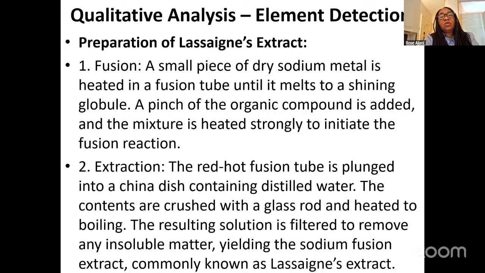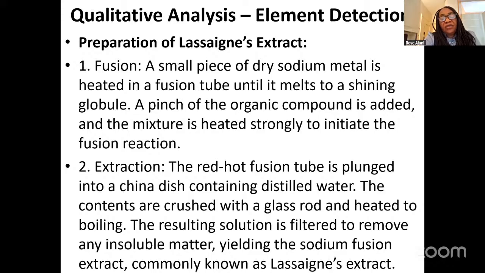First of all, you have to prepare the sodium fusion extract. You take a piece of dry sodium metal and heat it in a fusion tube until it melts to a shining substance. Then you take a pinch of the organic compound that you want to test, add it, and heat the mixture strongly to initiate the fusion reaction.